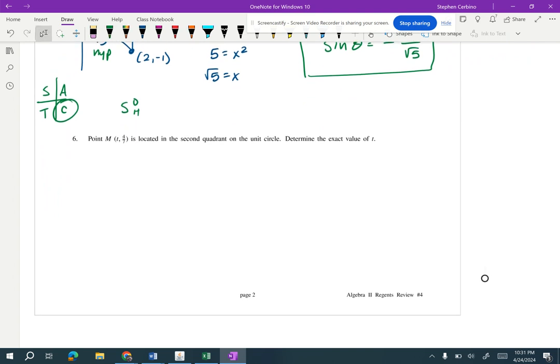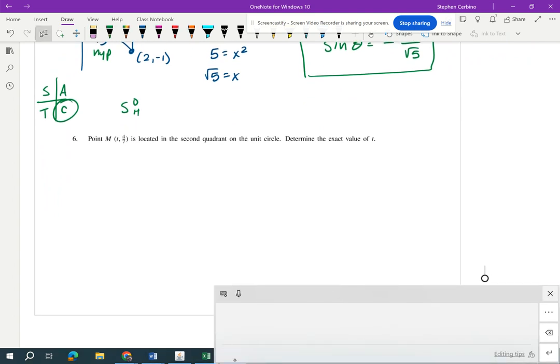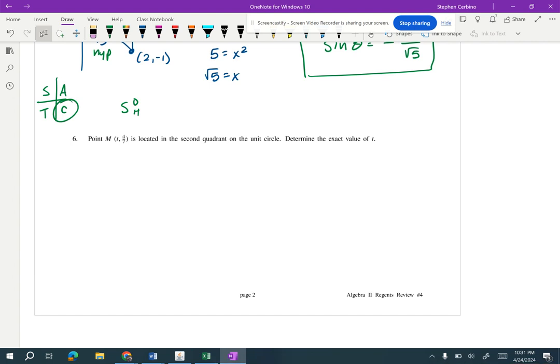Number 6 is a great question. If you can answer number 6, you truly have a good understanding of the unit circle and your regular right triangle trig stuff for this course. So it tells us that we have a point located in the second quadrant, and again, it tells us it's on the unit circle. So by saying those words, we already know something about this triangle that we're trying to create. We know that this y value represents the sine of theta. So it's basically like they're telling you the sine value without specifically telling you the sine value.